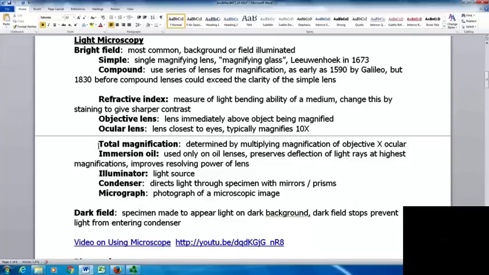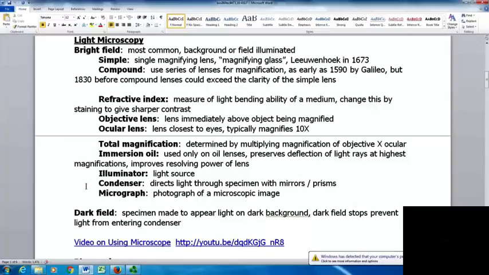Immersion oil is used only on oil lenses. This preserves the deflection of the light rays at the highest magnification, so it will improve the resolving power of the lens. It is important that the immersion oil is only used on the lenses that are designed for oil, otherwise it can ruin the other lenses.